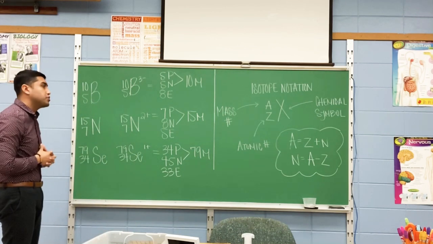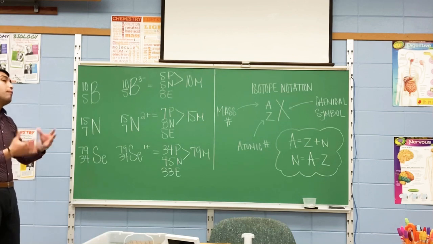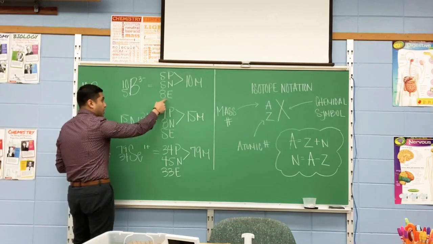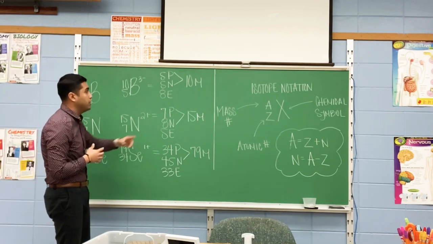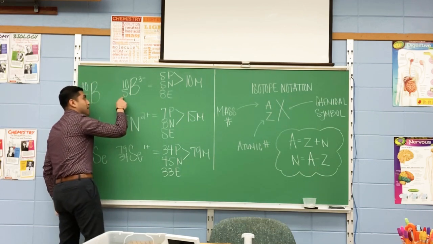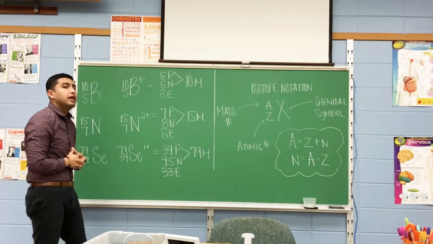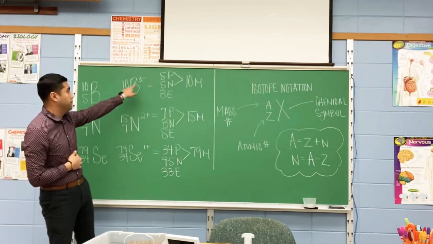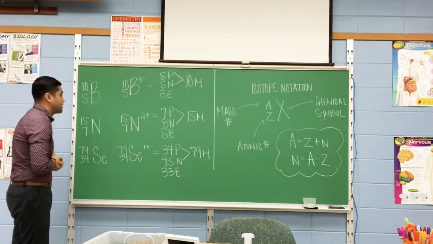So if you want to double check your work and go backwards, remember every electron carries a charge of -1. You have 8 of them, so that's -8. -8 plus your +5 from your protons gives you a charge of -3. And let's move on to the second one.